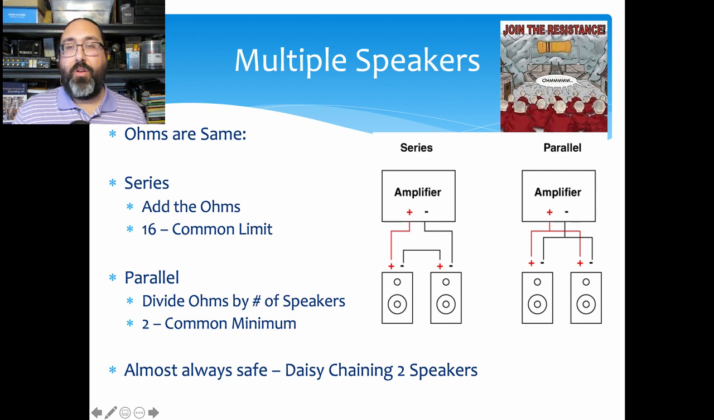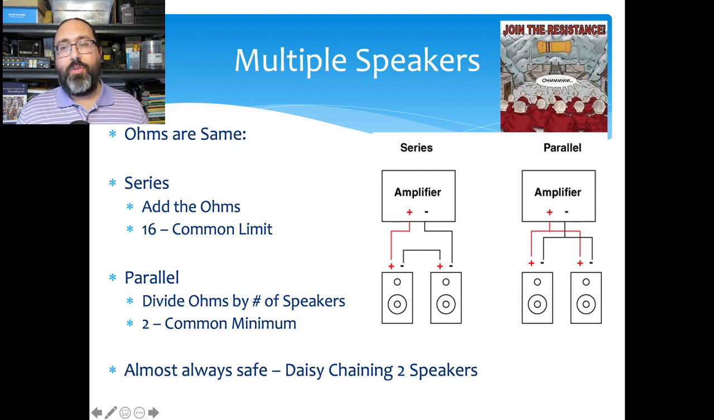So it's really simple. If you have 2 speakers, and those speakers are 4 ohms apiece, and you wire them in series, 4 plus 4 equals 8. 8 ohms, we're under 16, everything's good, everything's lovely. The other way, and again, this is the way that most of the time you will connect your speakers together, is to run them in parallel.